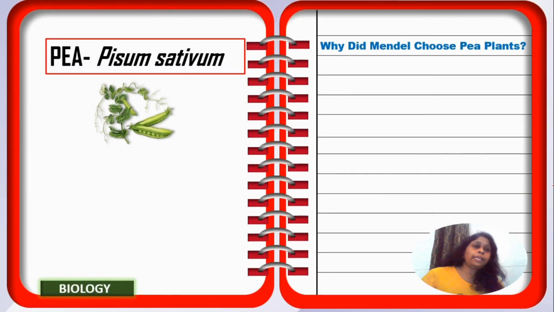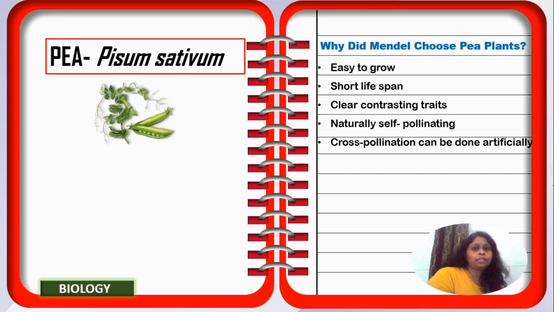Now why did Mendel choose only pea plants for his experiment? Why not any other? The correct answer is that pea plants are easy to grow, and they have a very short lifespan, only 3 to 4 months. They also have clear contrasting traits.